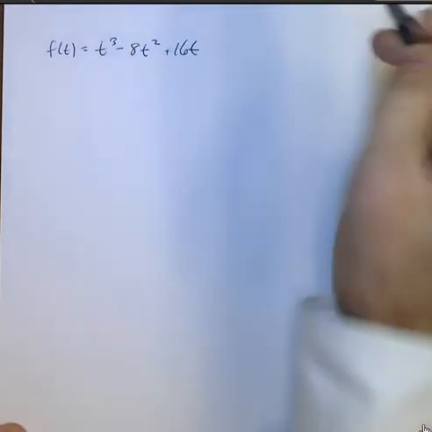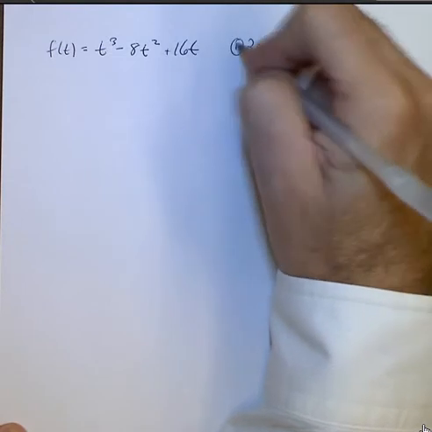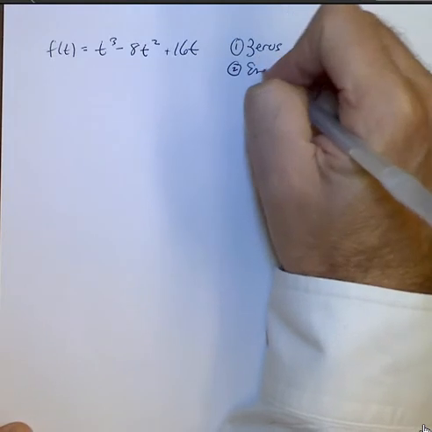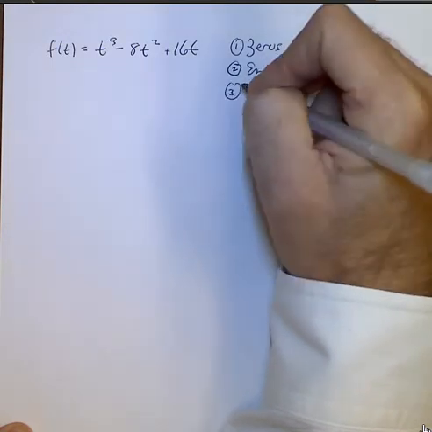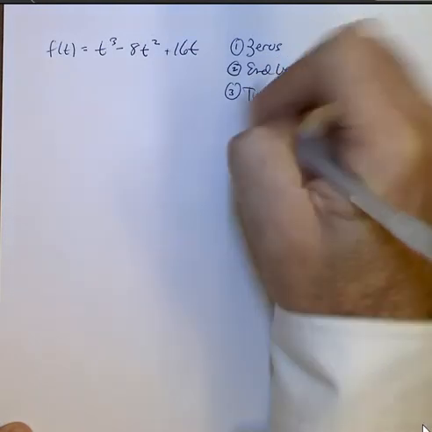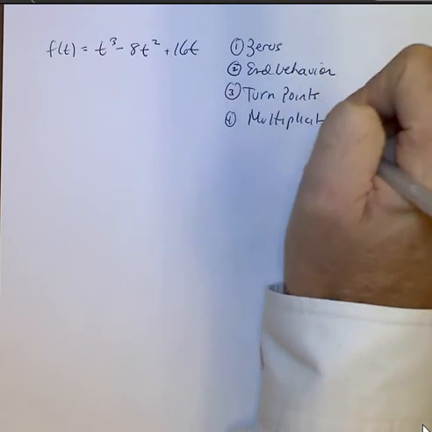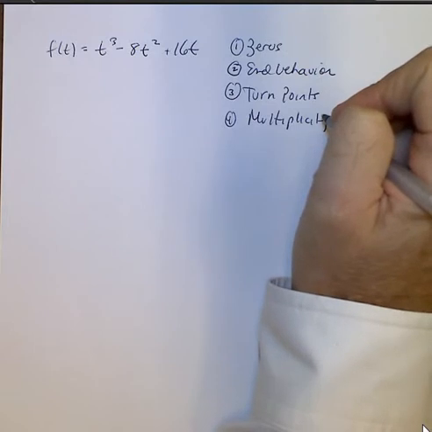The things I'm going to ask you about are the zeros, end behavior, turning points, and multiplicity. Those are the key things that I'm going to ask you about, and it's important that you be able to determine all of these things. So let's do one at a time.